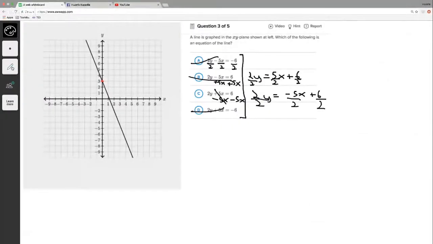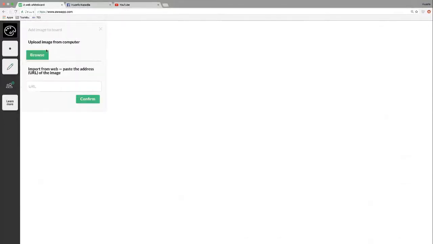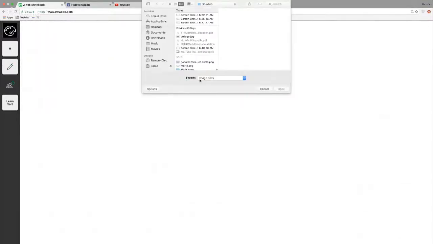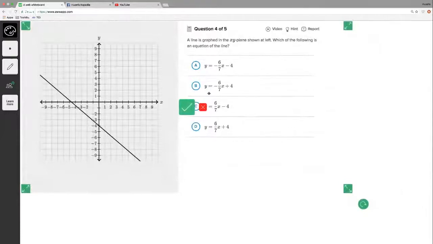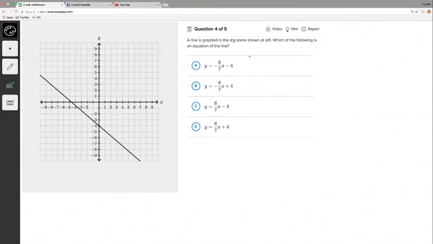Two more to go. Clear this. A line is graphed in the xy plane shown at the left. Which of the following is an equation of the line? Same dealio. Oh, but now they're nice enough to give us this beautiful slope-intercept form. So we don't have to do nearly as much work as the other one.